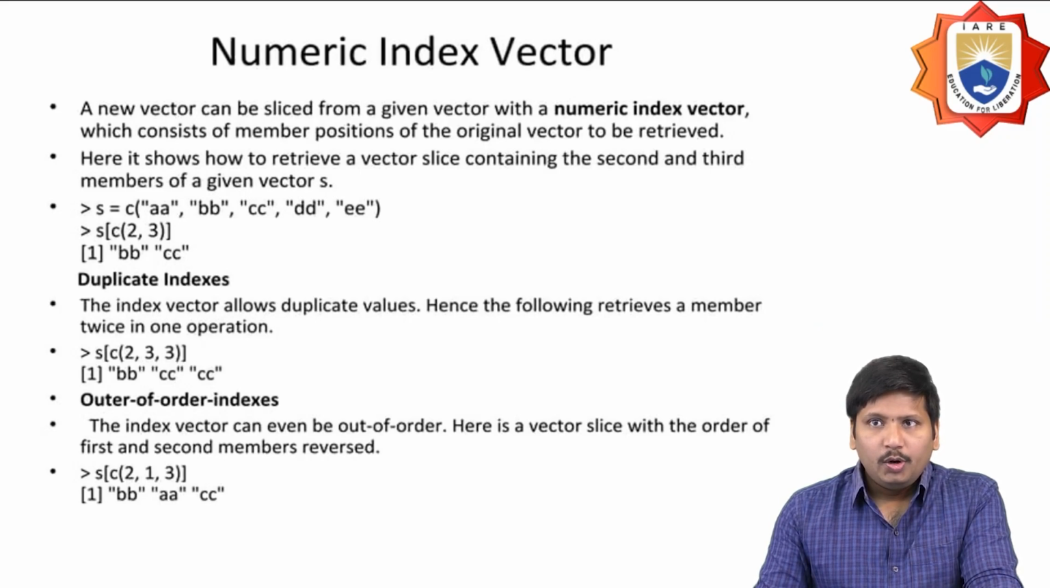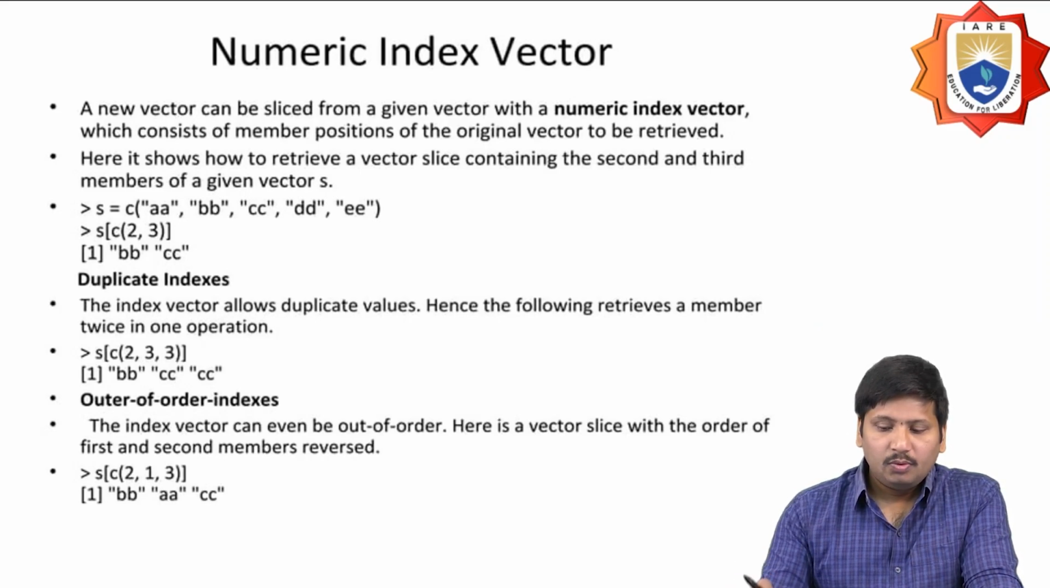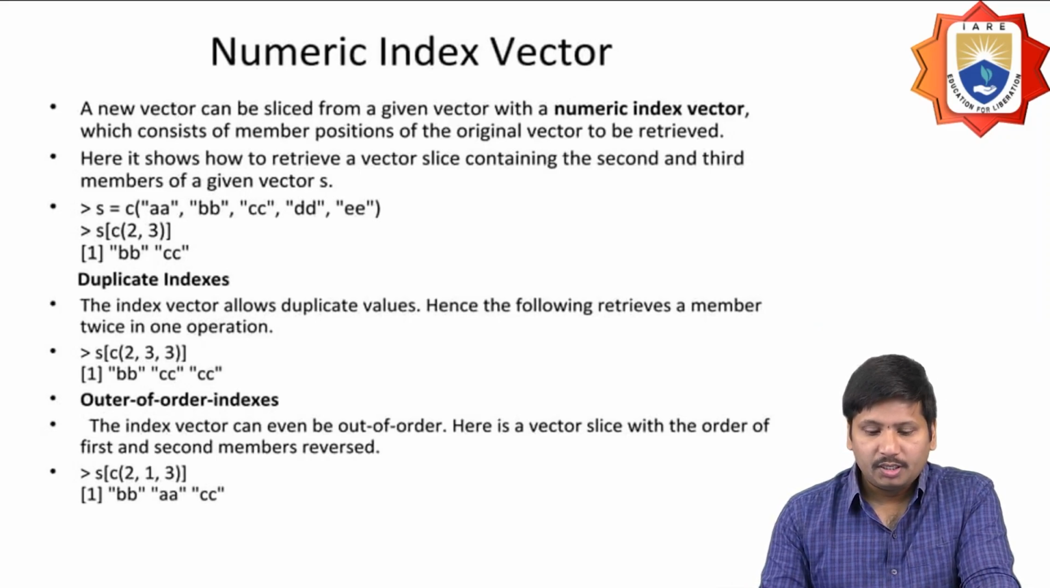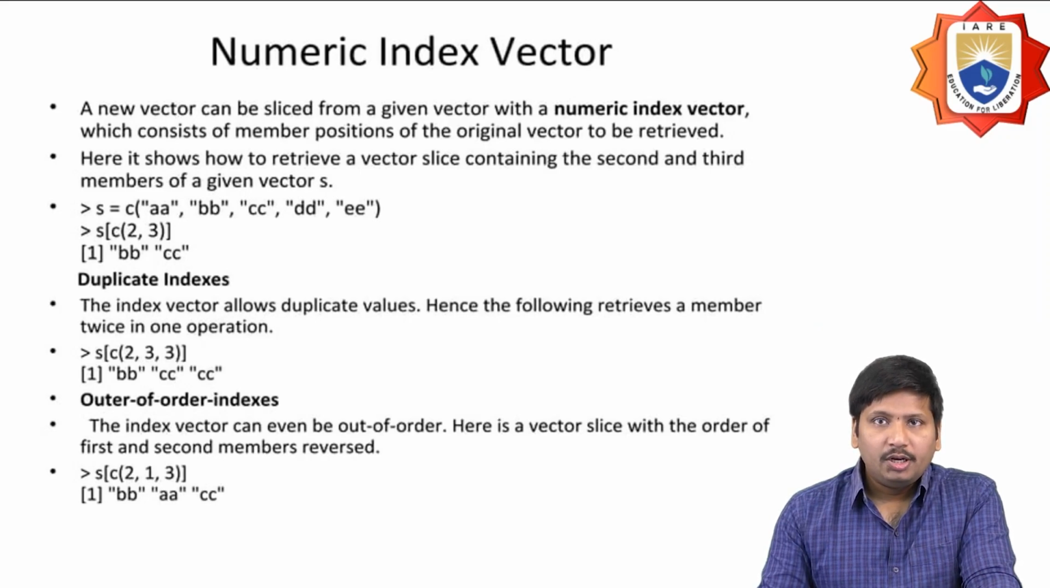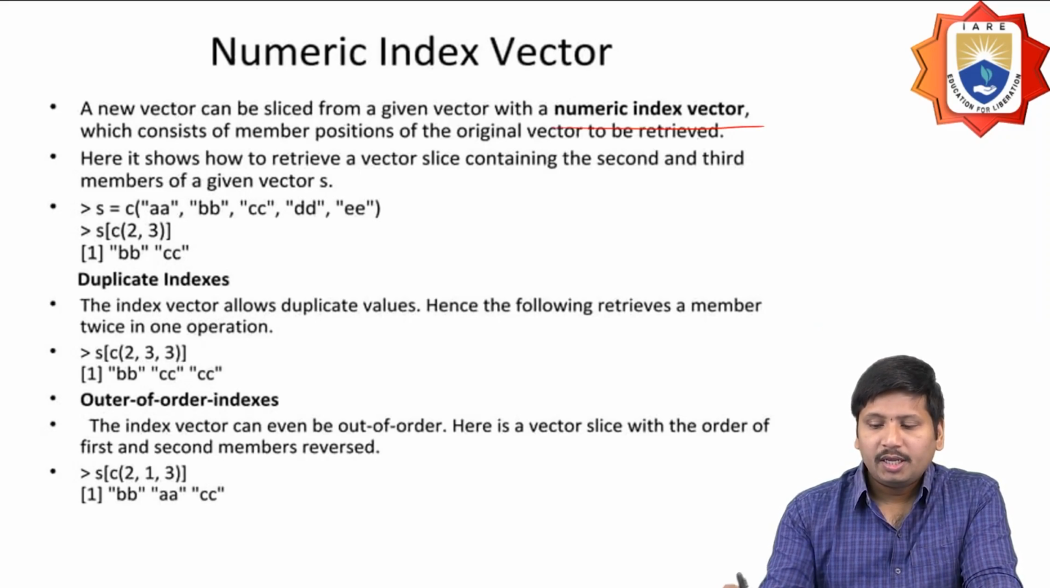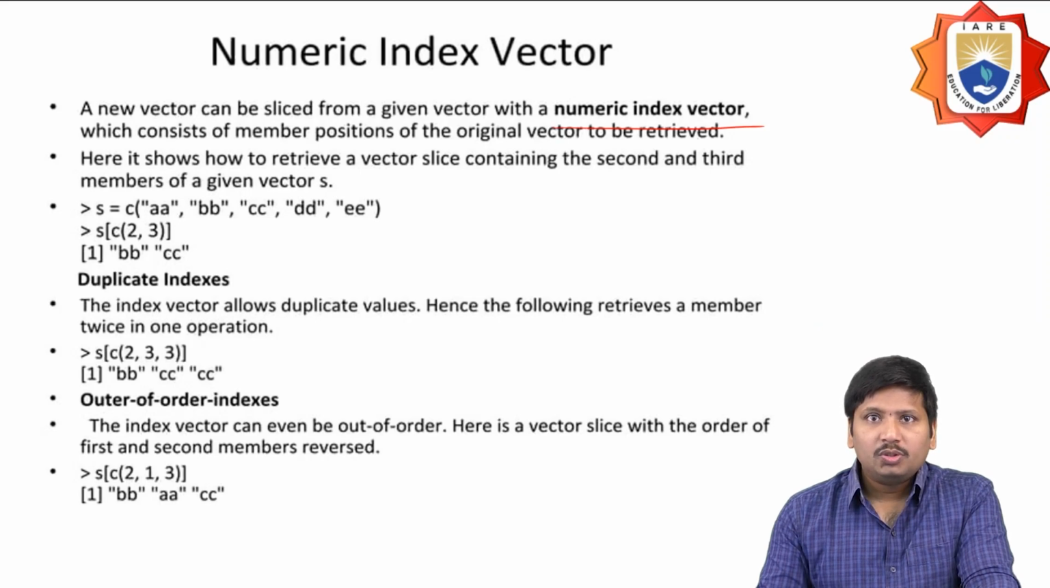Till now I have accessed only a single vector value. Now I can access using a numeric index vector. How can I work this out? For this, a new vector is sliced from the given vector, which we call a numeric index vector, which consists of member positions. Here we retrieve a vector slice containing the second and third members.